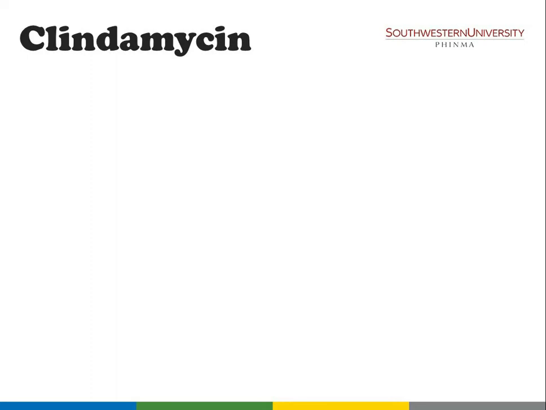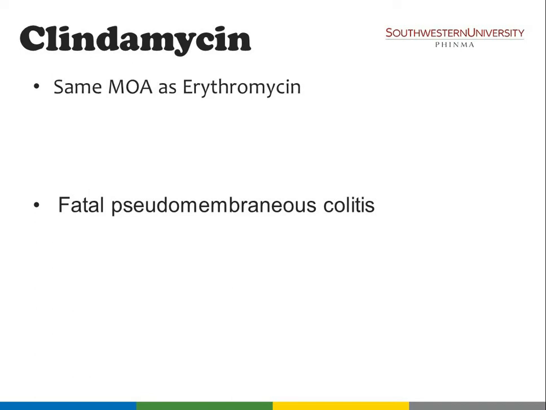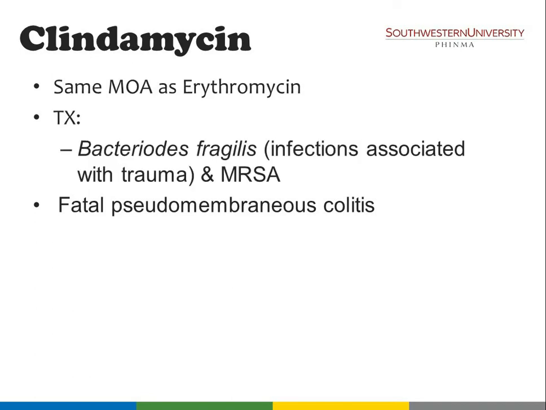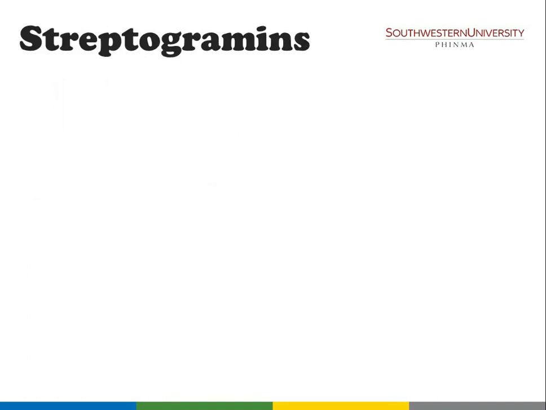Let's proceed now with clindamycin. Clindamycin acts the same as your erythromycin. Since it acts the same as your erythromycin, we are expecting that your clindamycin is acting on what subunit? 50 or 30? Okay, very good. That is the 50S subunit. It's going to treat your fatal pseudomembranous colitis, your Bacteroides fragilis, or the infections associated with trauma, and your MRSA.